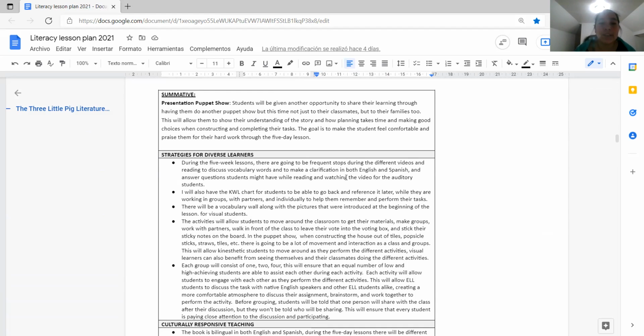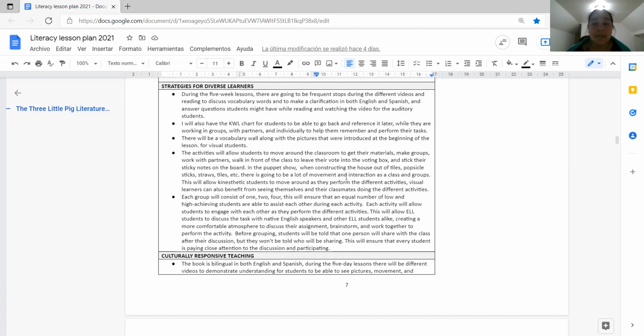Some of the strategies for diverse learners: I will have KWL charts for students to go back and reference later when they are working in groups, with partners, and individually, to help remember and perform their tasks. Each group will consist of 1, 2, 4. This will ensure that an equal number of low and high achieving students are able to assist each other during each activity. This will allow ELL students to discuss tasks with native English speakers and other ELL students alike, creating a more comfortable atmosphere to describe their assignment, brainstorm, and work together to perform the activity.